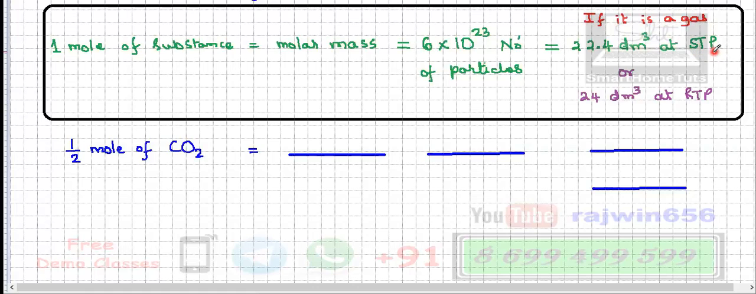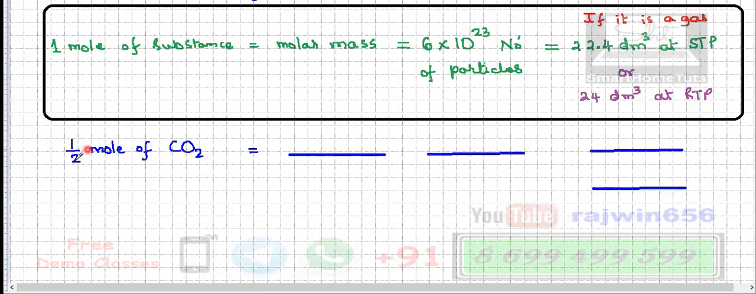In STP, that is standard temperature and pressure, its temperature will be 0 degrees Celsius. In terms of Kelvin, if you are converting, you have to simply add 273. So it's going to become 273 K. If the conditions are RTP, room temperature and pressure, then its temperature is going to be 25 degrees Celsius. And if it is converted into Kelvin, it will be 25 plus 273, which is going to become 293 K.